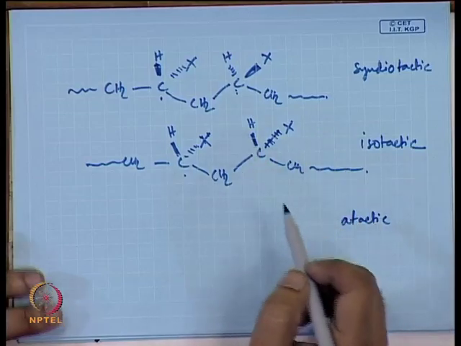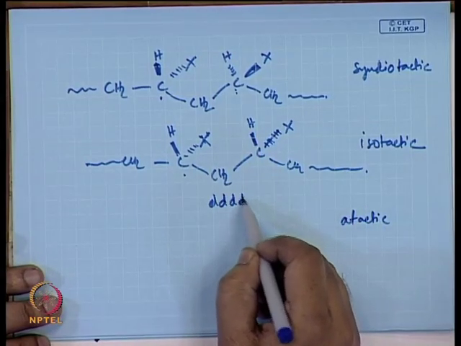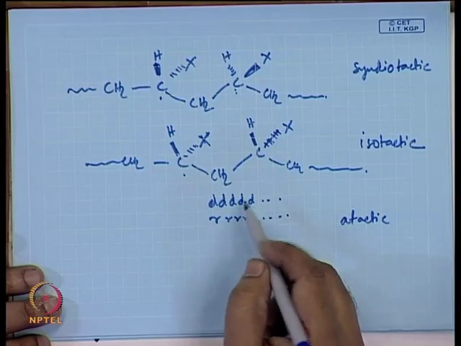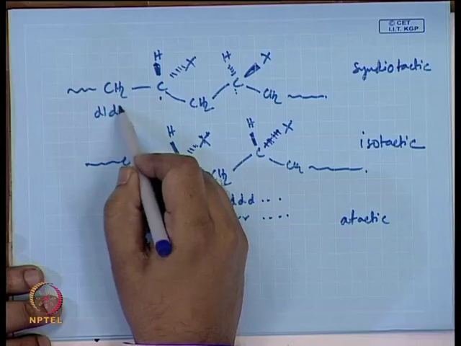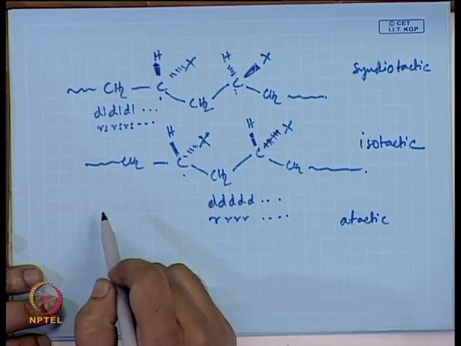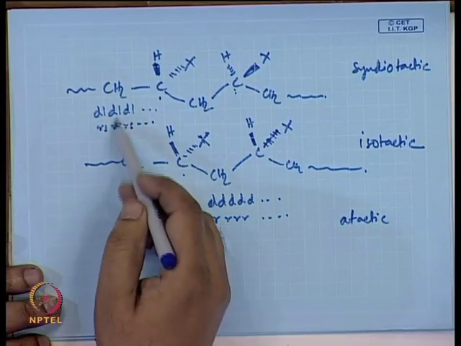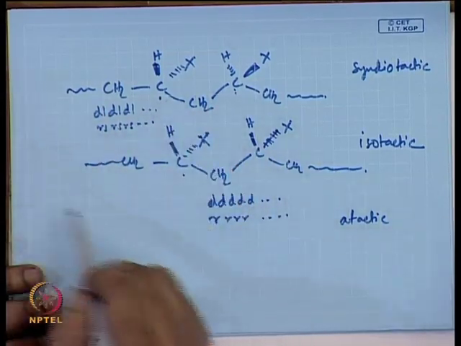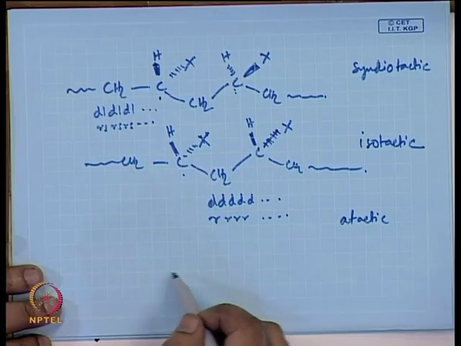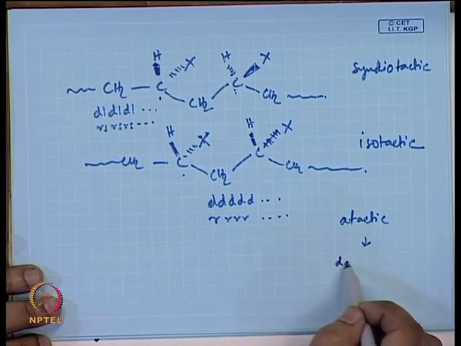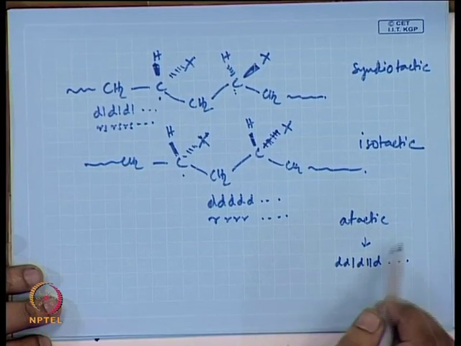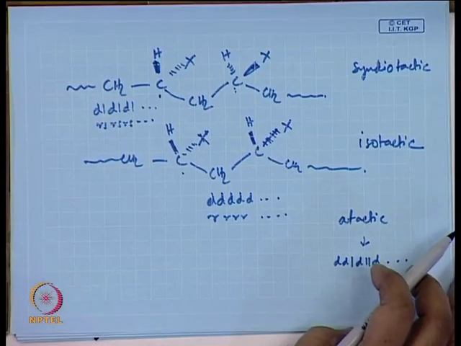So, if I write this as D, D, D, D, D, or say R, R, R, R, whatever way you write, then this will be DL, DL, DL, or RS, RS, RS type of configuration. This is the alternate configuration of the carbons, the symmetric centers, and in atactic it will be arbitrary, say D, D, L, D, L, L, D, something like that. There is no order as such.